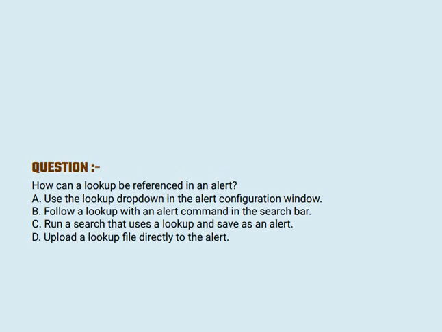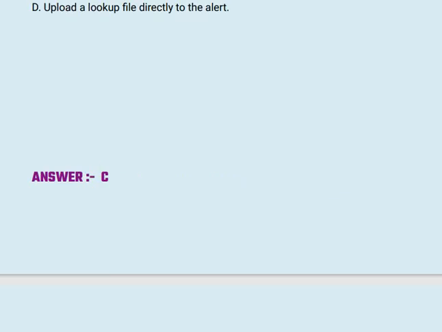Next question is, how can a lookup be referenced in an alert? Option A, use the lookup drop-down in the alert configuration window. Option B, follow lookup with an alert command in the search bar. Option C, run a search that uses a lookup and save as an alert. And option D, upload a lookup file directly to the alert. The correct answer is option C.